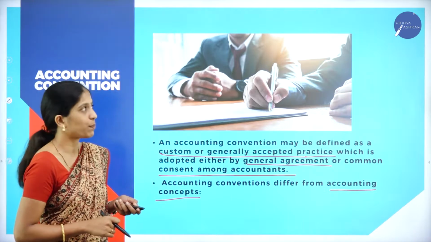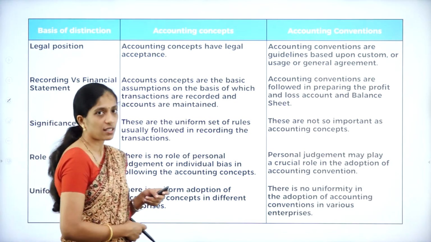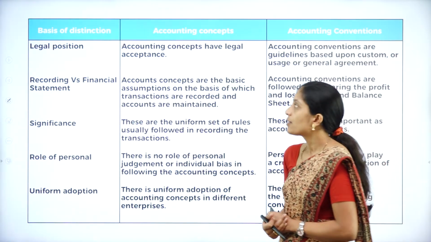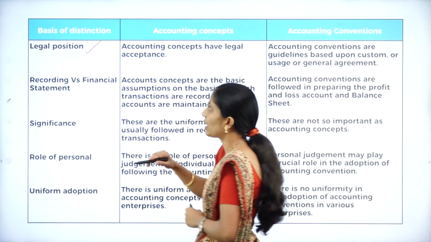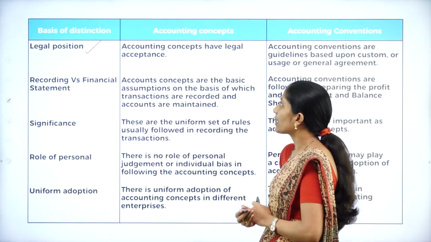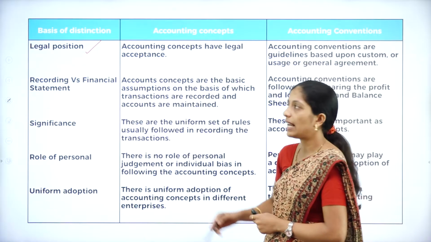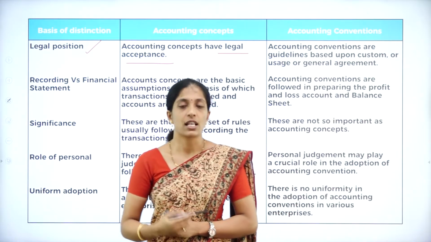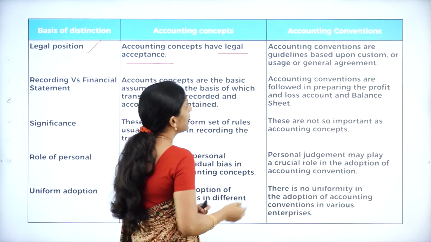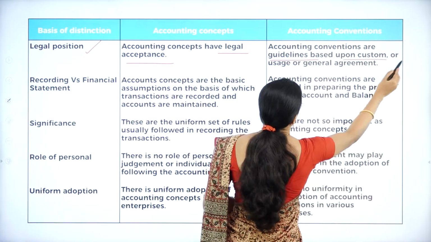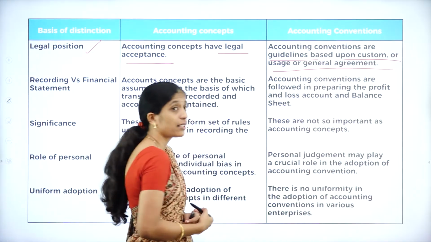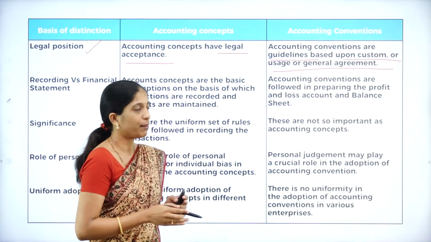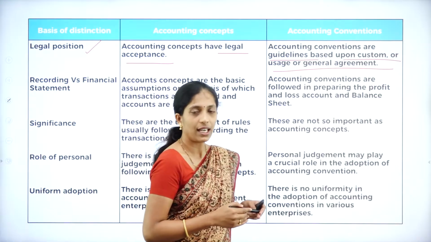So let us see the difference between these two terms. The first difference between accounting concepts and accounting conventions is the legal position. Accounting concepts have legal acceptance, whereas accounting conventions are guidelines based on custom or usage or general agreement. So how is it formed? It is formed by custom or usage or general agreement.